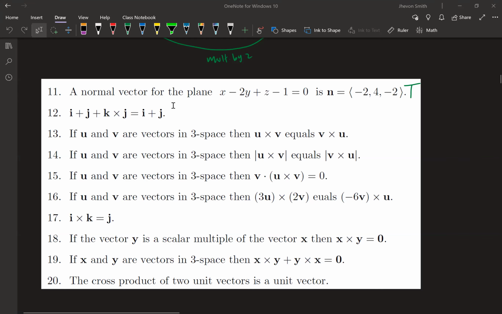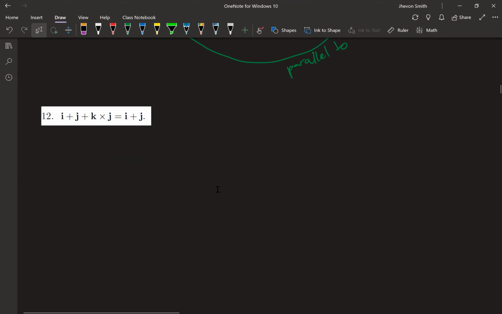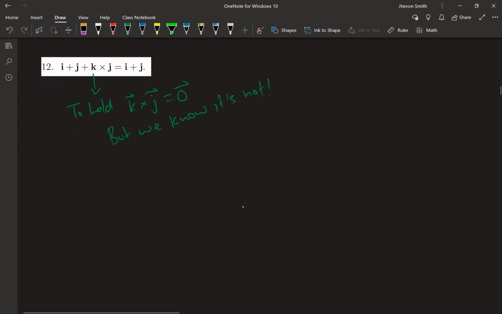So how do these guys compare? Notice that in this one, for this to actually be true, K cross J would have to be the 0 vector, but we know it's not. So that's basically it right there. In terms of how the basis vectors work with each other and cross products, again, you can draw that counterclockwise circle. You go positive when going counterclockwise, and you go negative when you're going clockwise.